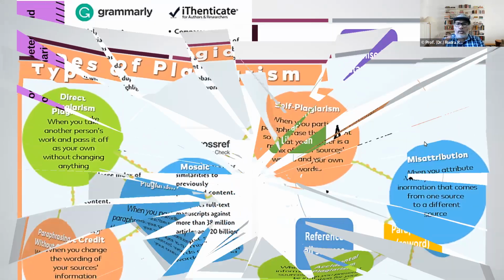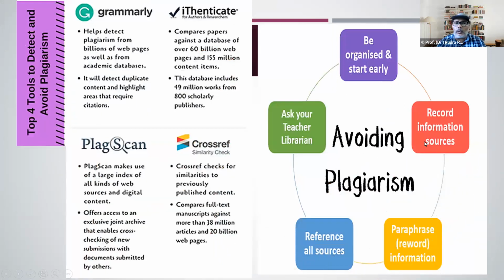These are also some top 4 tools to detect and avoid plagiarism. Okay. So Grammarly, authenticate, as I told you. Grammarly, I think we have already covered. It helps detect plagiarism from billions of web pages as well as from academic databases. It will detect duplicate content and highlight areas that require citations. Because if you have not cited well, Grammarly will give you some report also. It has the capability.